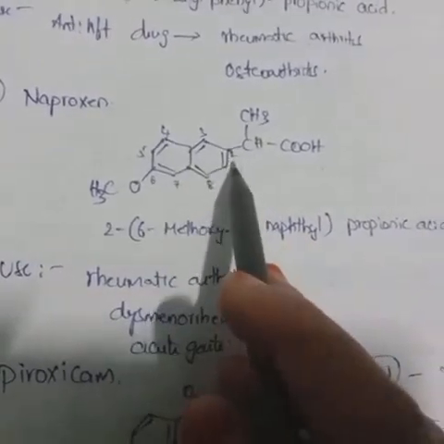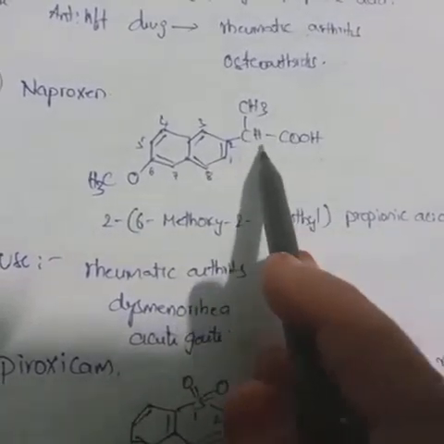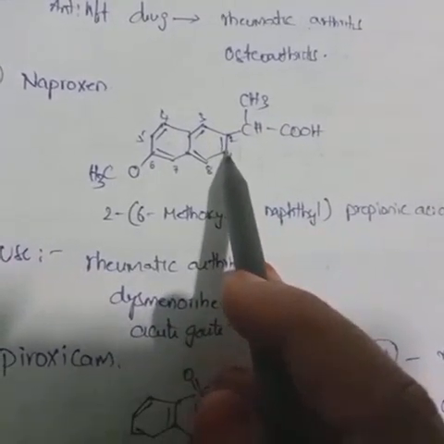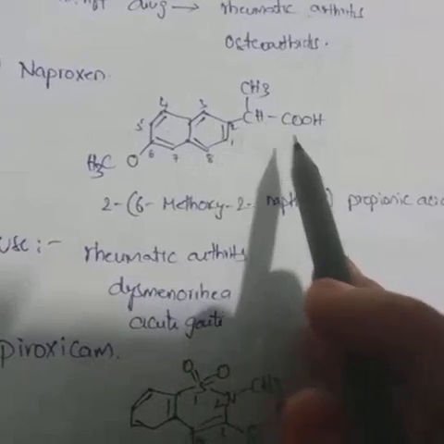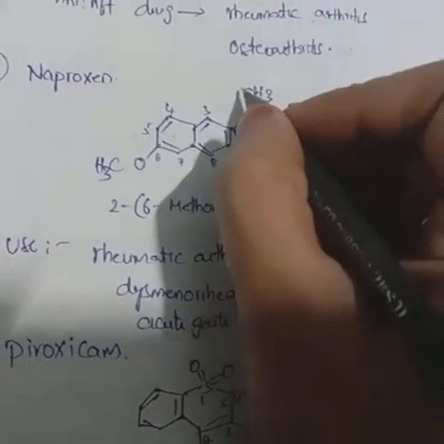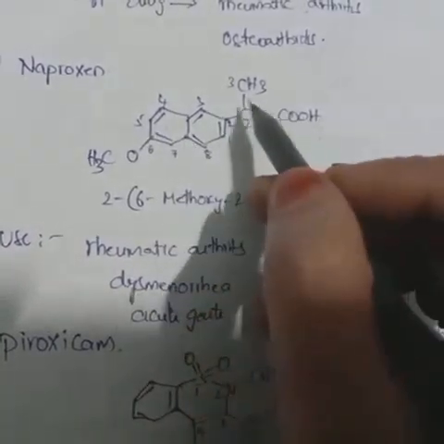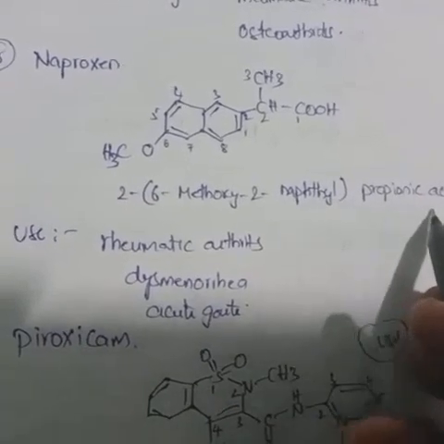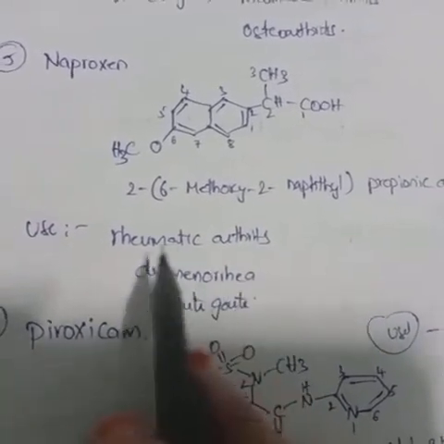Coming to the IUPAC name, at the 2nd position which is attached, 6-methoxy 2-naphthyl group is attached with this propionic acid. So numbering is starting from here, 1, 2 and 3. So this is the propionic acid. At the 2nd position, our 2nd position of this is going to be attached, right? 2,6-methoxy 2-naphthyl propionic acid. The general uses: rheumatic arthritis and dysmenorrhea, acute gout.